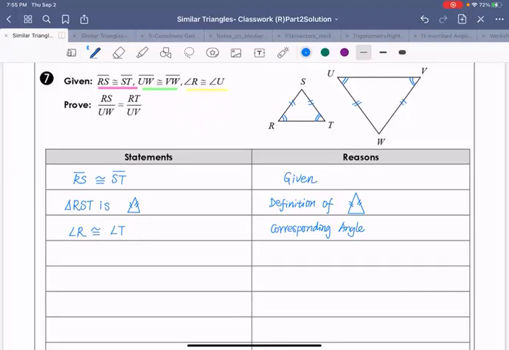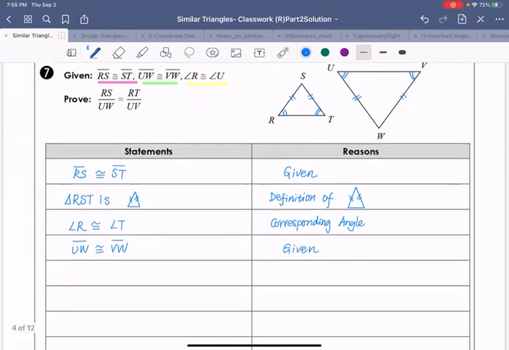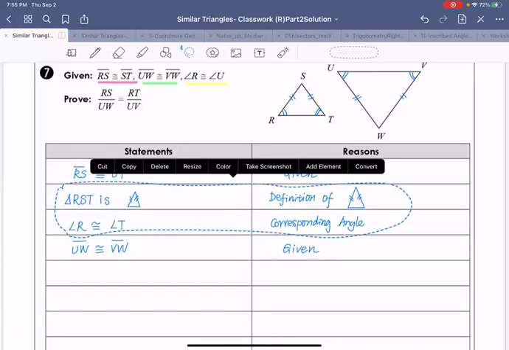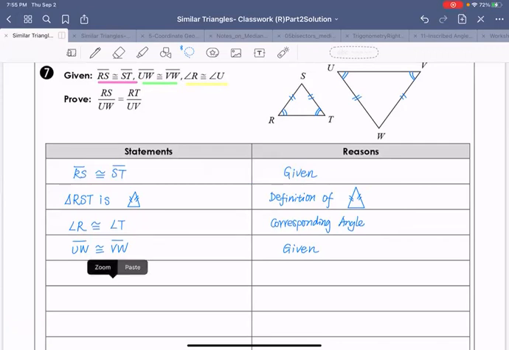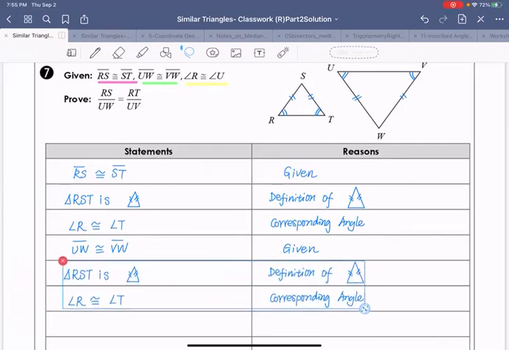UW equals VW. Given. Conclusion. I'm going to do some copy and paste, but I just changed the title.